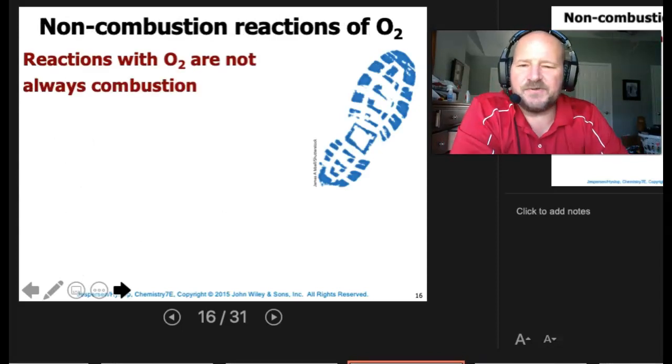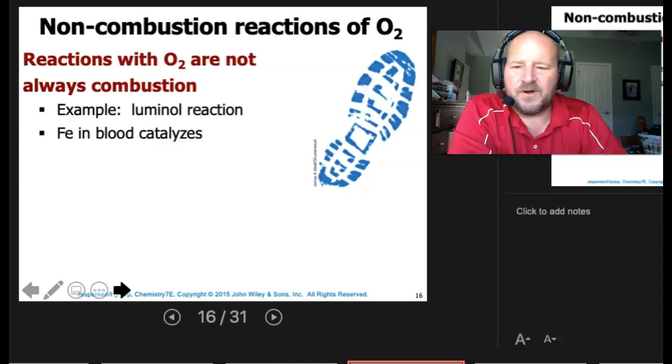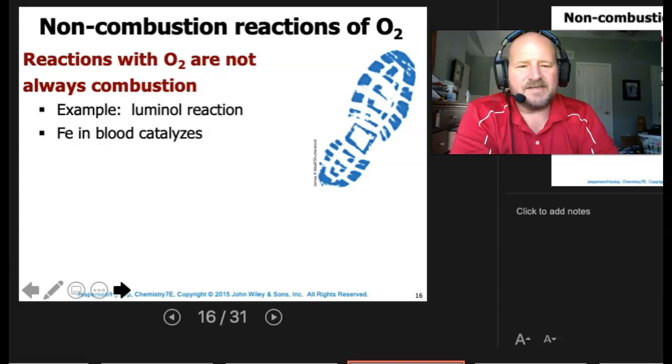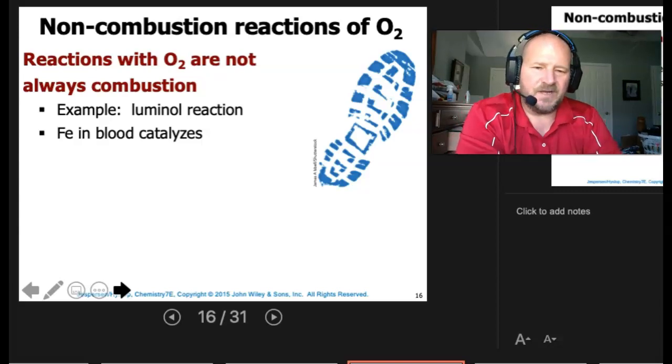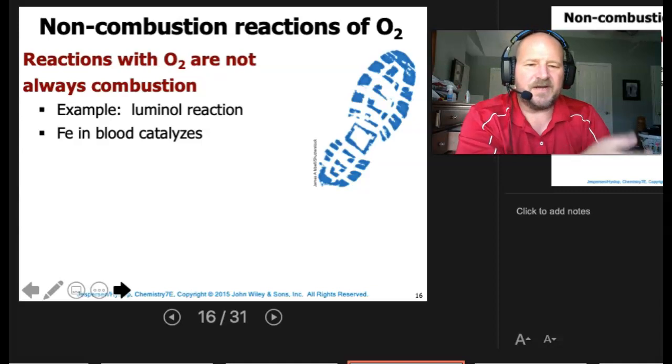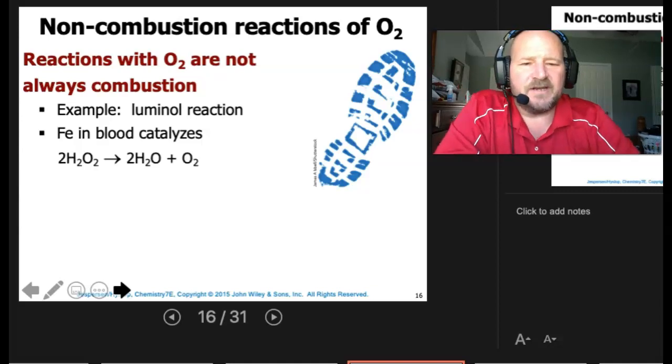So reactions with O2, they don't always have to be combustion. For instance, there's the luminol reaction. So iron within the blood will catalyze. If I take a sample of blood and I put it with luminol and some hydrogen peroxide, then we can get sort of a light to show up. Well, it's luminescent, right?